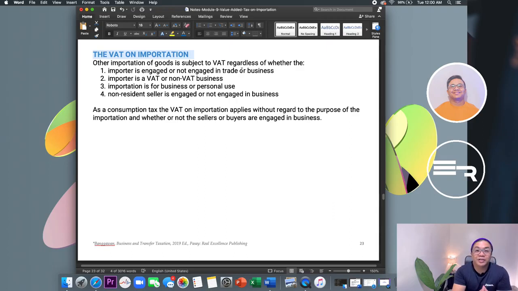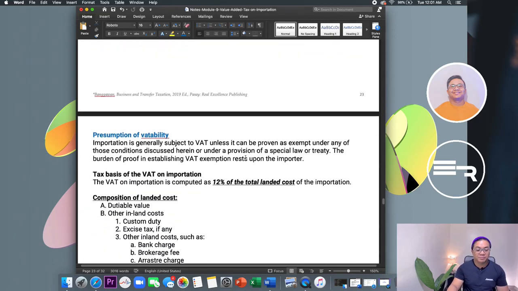Okay? The VAT on importation. Other importation of goods is subject to VAT regardless of whether the importer is engaged or not engaged in trade or business. Importer is a VAT or non-VAT. Ito yung other than importation of goods. Highlight natin. As a consumption tax, the VAT on importation applies without regard, na-discuss natin kanina, regardless kung ano purpose niyon, and whether or not the sellers or buyers are engaged in business.